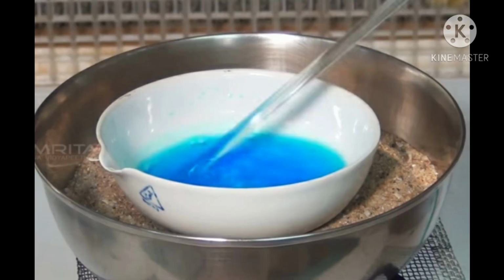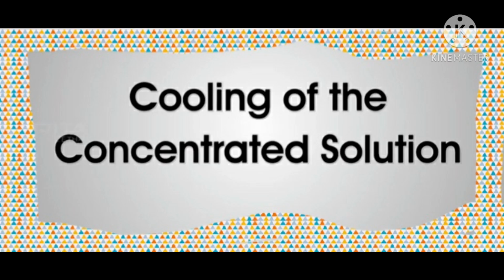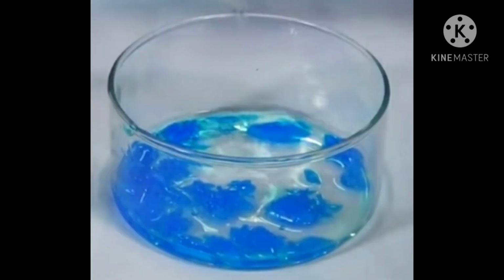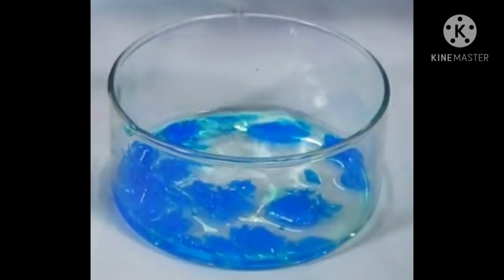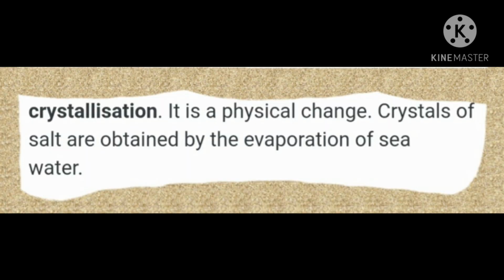Allow the hot and concentrated solution of copper sulfate to cool slowly. Do not disturb the solution when it is cooling. After some time, we will see large copper sulfate crystals at the bottom of the beaker. Separate the copper sulfate crystals from the solution by filtration and dry them. The soluble impurities present in copper sulfate do not crystallize and hence remain behind in the solution.